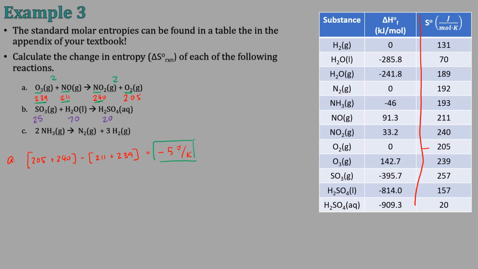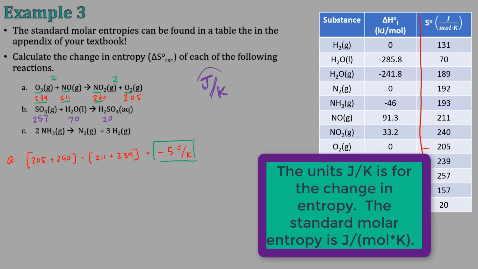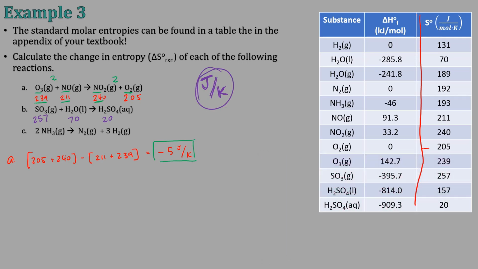All right, so for B, the sulfuric acid aqueous solution is 20, and water is 70, and SO3 is 257. And that's something that I have forgotten to mention. The units for entropy is joules over Kelvin. It's not in kilojoules, it's in joules over the temperature. It means joules over Kelvin.